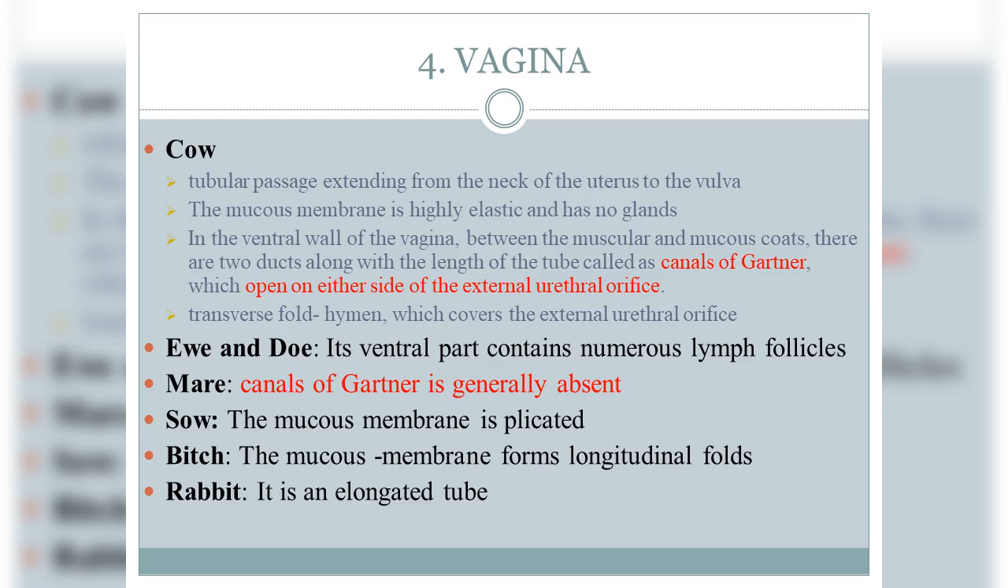The mucous membrane is highly elastic and lacks glands. In the ventral wall, there are ducts called canals of Gartner, which open on either side of the external urethral orifice. The transverse fold, known as the hymen, covers the external urethral orifice. In the ewe and doe, the ventral part contains numerous lymph follicles, while in the mare, the canals of Gartner are generally absent. The sow's mucous membrane is plicated, the bitch's mucous membrane forms longitudinal folds, and the rabbit has an elongated tube.